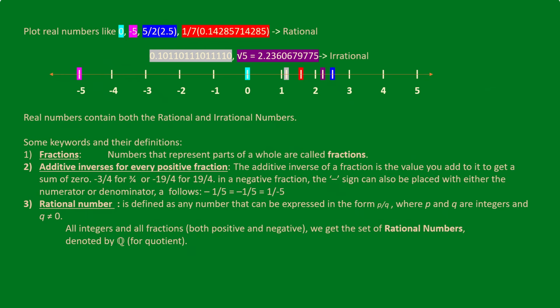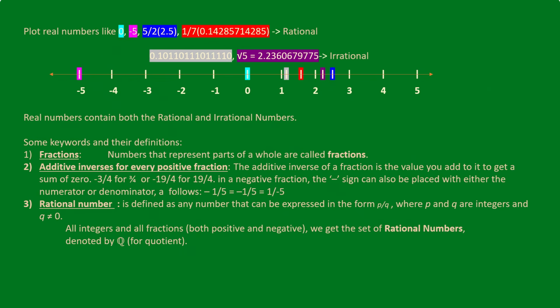Let's look into some of the key words. What are fractions? They represent parts of a whole. Those kinds of numbers are called fractions. Additive inverses: just like we have additive inverses for every integer, we have additive inverses for positive fractions also. In case of a negative fraction, the minus sign can be presented along with the numerator or with the denominator, or a minus sign common to both the numerator and the denominator.